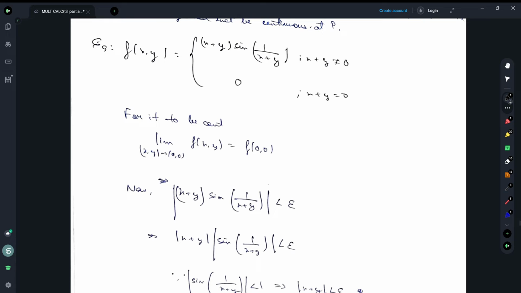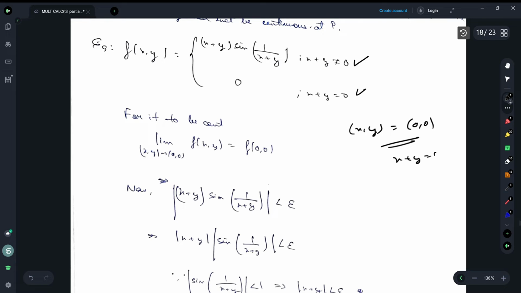Let's check this particular problem. So f(x,y) is x plus y times sine of 1 over x plus y, when x plus y is not equal to 0, and if x plus y equals 0, the value of the function is 0. Now first we need to check whether this function is continuous at (x,y) equals (0,0) or not. At (0,0), you will get x plus y equals 0. The reason I'm stating this is that f(0,0) will be 0 according to the definition of the function, right?